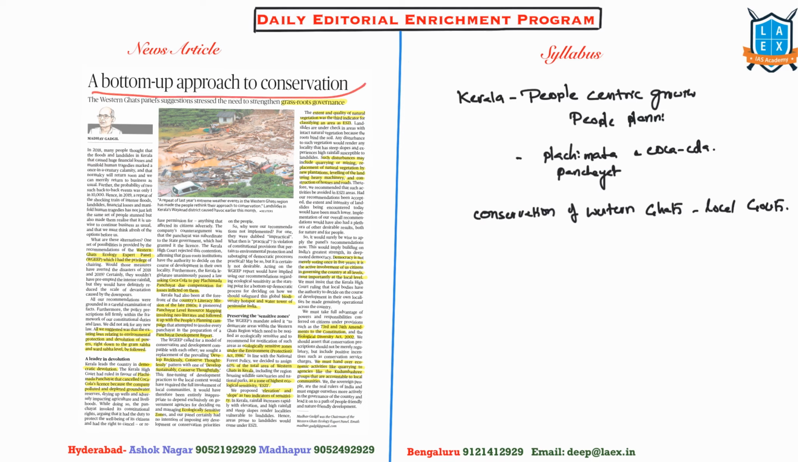A bottom-up approach to conservation. In this case, the author has taken the example of Kerala to explain decentralized planning. It is also called the People's Plan in Kerala. In Kerala, in the 1980s, there was panchayat-level resource mapping. In every panchayat, what are the resources available? And after that, there was something called the People's Planning Campaign.